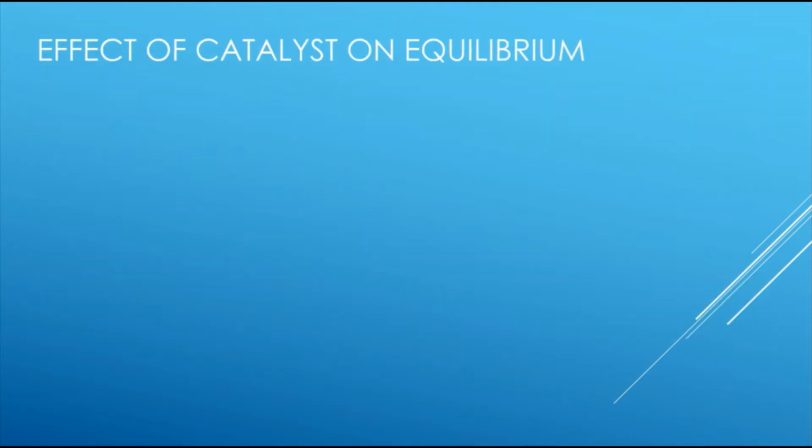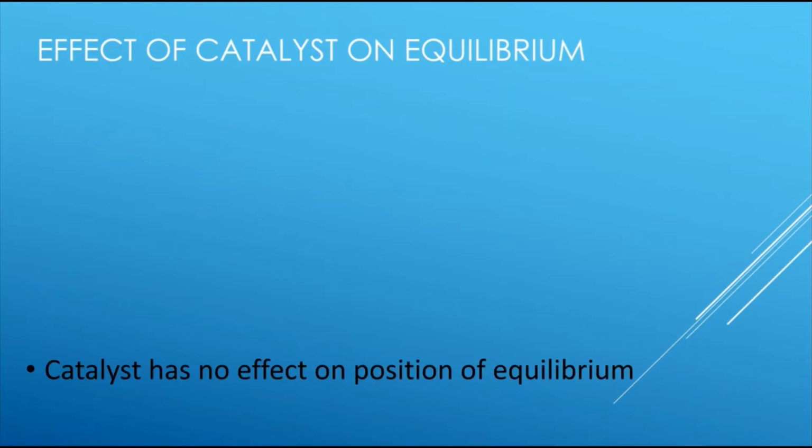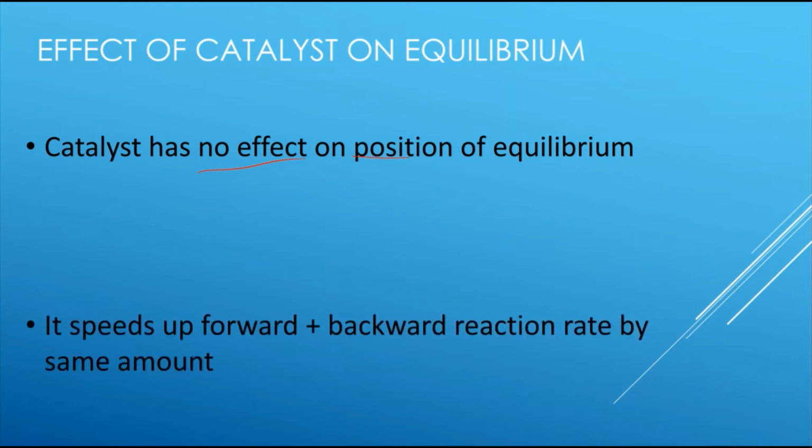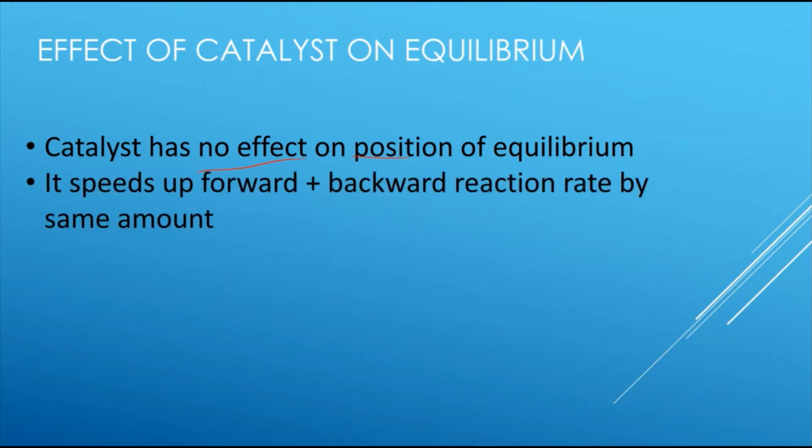So how does the catalyst affect the equilibrium? So remember that a catalyst has no effect on the position of equilibrium. So adding a catalyst wouldn't move the equilibrium to the right or the left side. What it does is speed up the forward and backward reactions by the same amount.